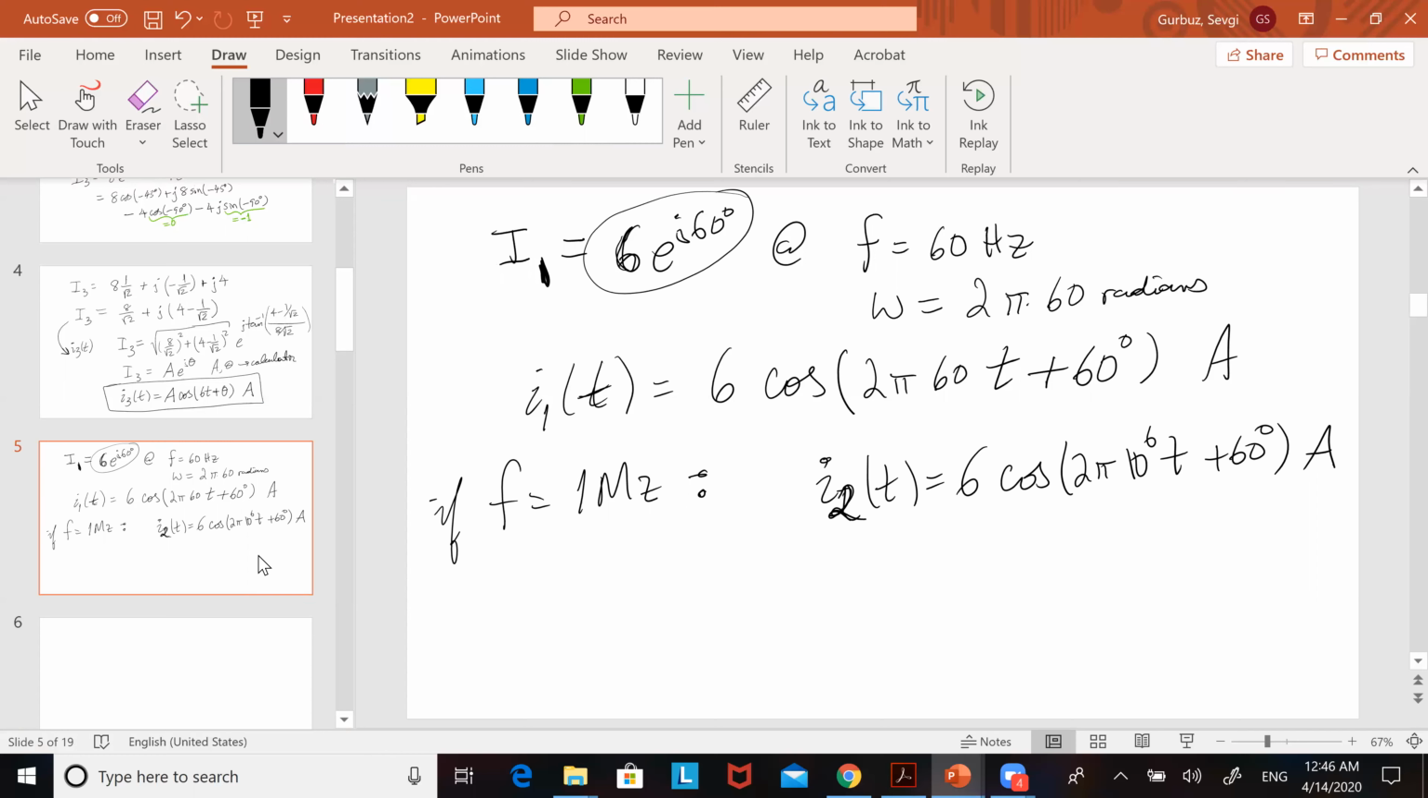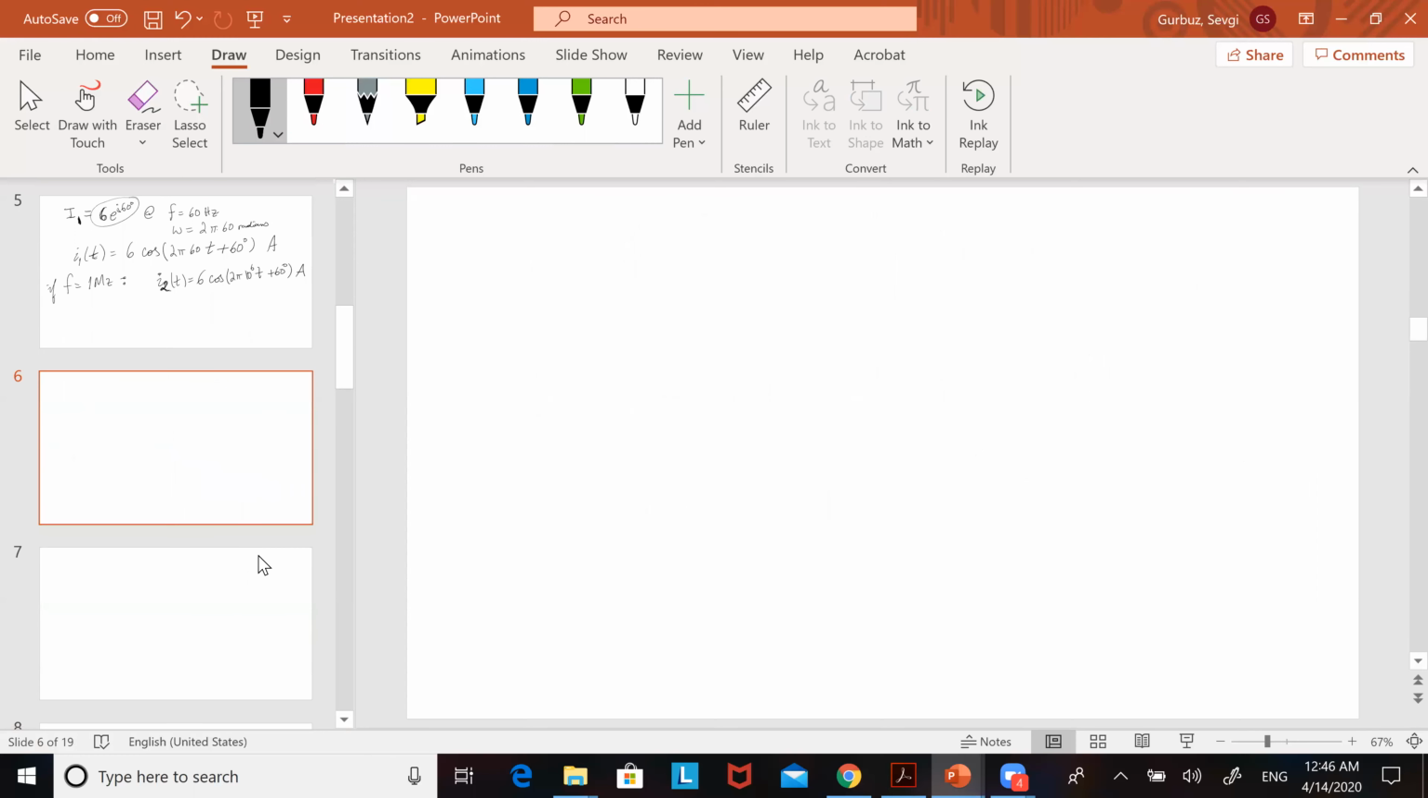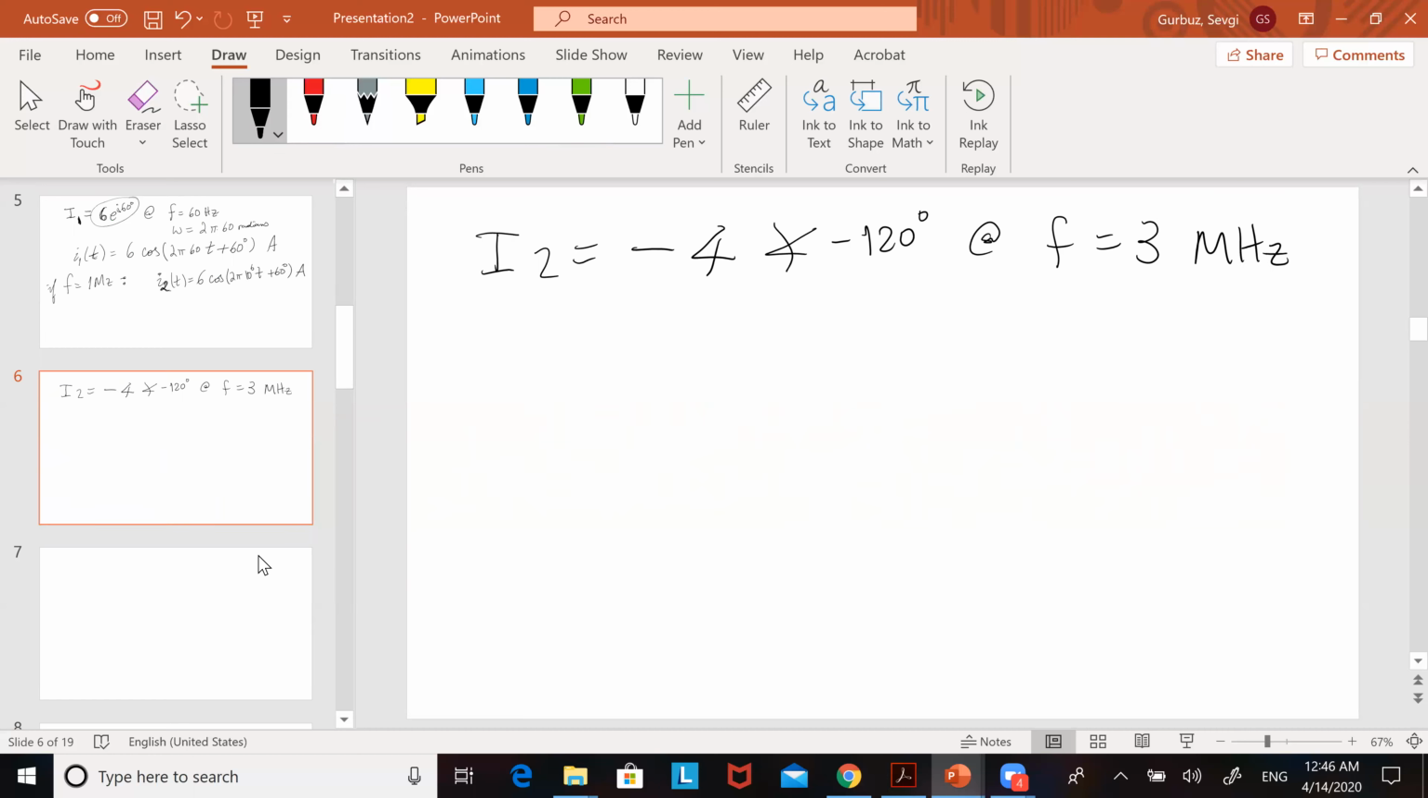Okay, let's do another example right now. Suppose I now told you that I had a phasor I2, which was equal to minus 4 angle of minus 120 degrees at a frequency of 3 megahertz. How would I write this?